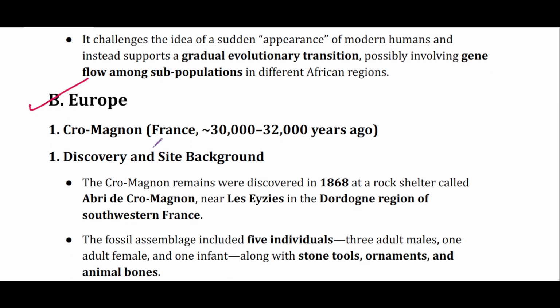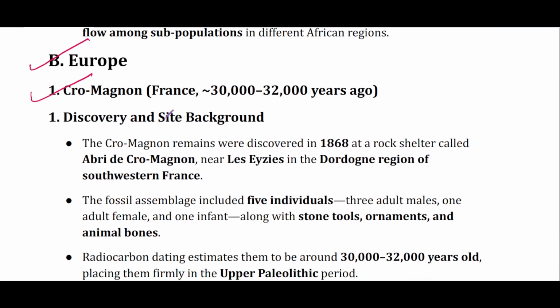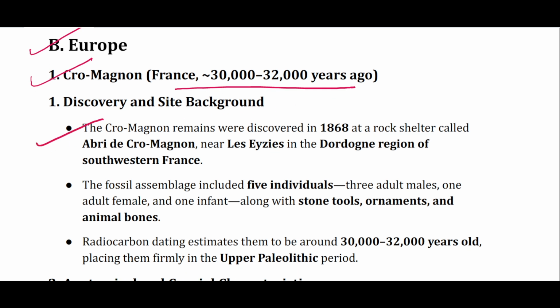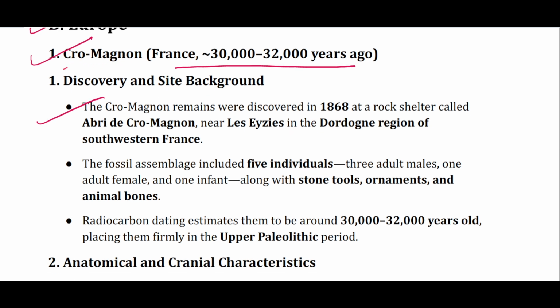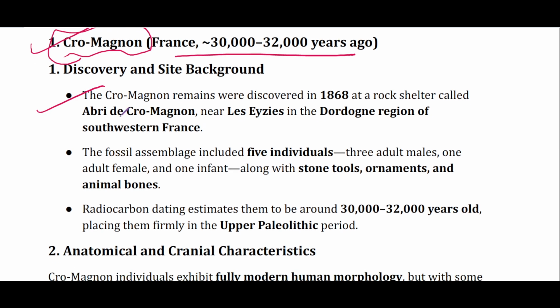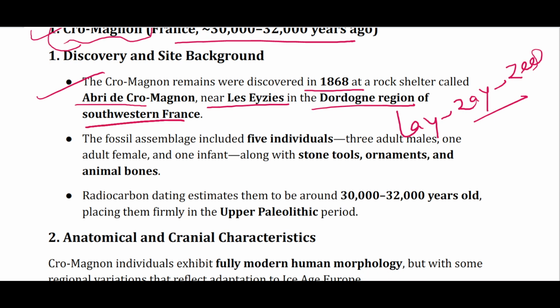All right, let's move to Europe. So the first AMHS from Europe is Cro-Magnon, found around 30,000 to 32,000 years ago. Cro-Magnon is a French term, and more will come; they are quite complex. It was discovered in 1868 at a rock shelter known as Abri de Cro-Magnon near Les Eyzies. This one is pronounced as Les Eyzies, in the Dordogne region of southwest France.